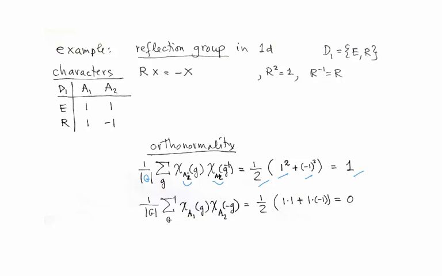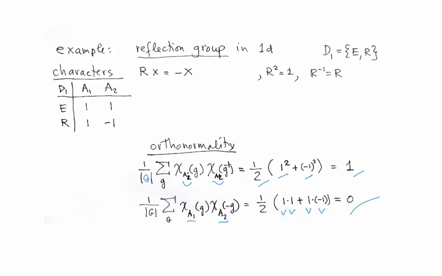What if representations are different? So for example, this is the character of the symmetric and this is the character of the antisymmetric representation. The sum is still two elements. The first element gives me identity. I get a 1 in both representations. But when I look at the second element, then A1 still has 1, but A2, the antisymmetric one, has minus 1, and I get 0. So these two are orthonormal.